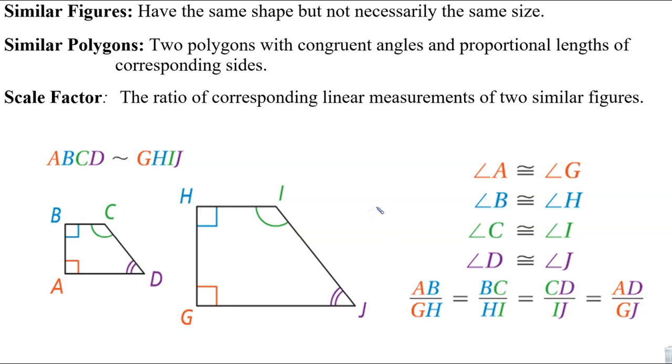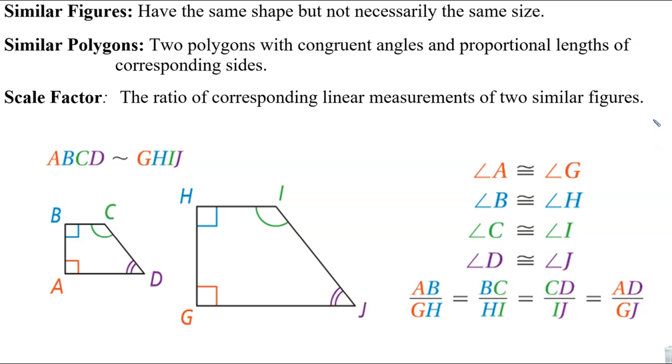And then also the corresponding side lengths are proportional, meaning that if I look at the ratio of AB over GH, that's going to be equal to all my other ratios, BC over HI, also equal to CD over IJ, also equal to AD over GJ. Okay, all of those ratios are going to be proportional. They'll be equal to the same thing.